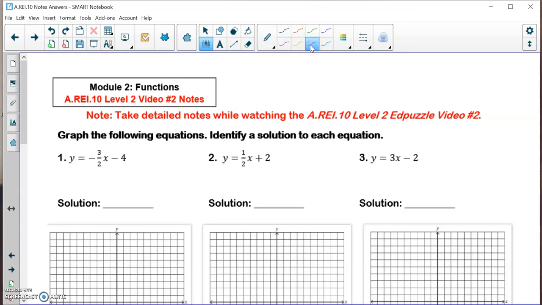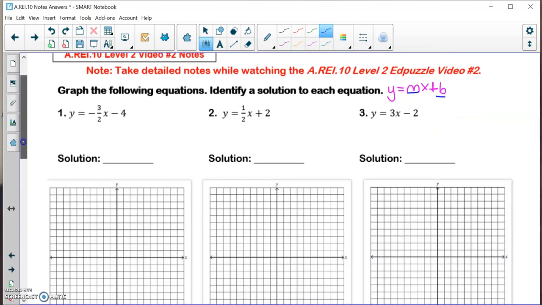Now, numbers 1, 2, and 3, hopefully you recognized that these 3 equations are in slope-intercept form because we have y isolated. They are in the form of y is equal to mx plus b. So, what we need to graph these equations is we need our slope, we need our y-intercept.